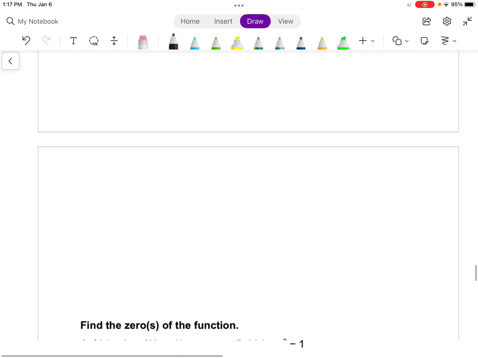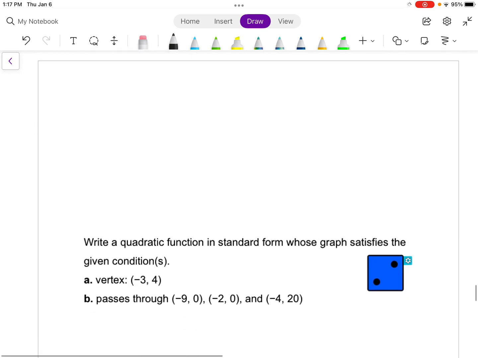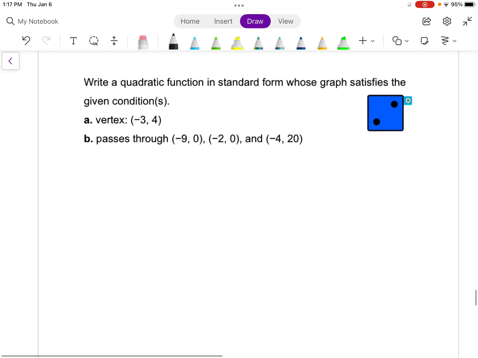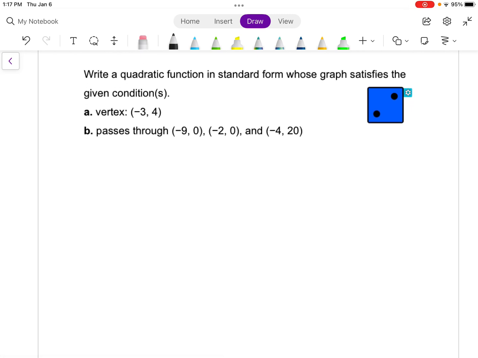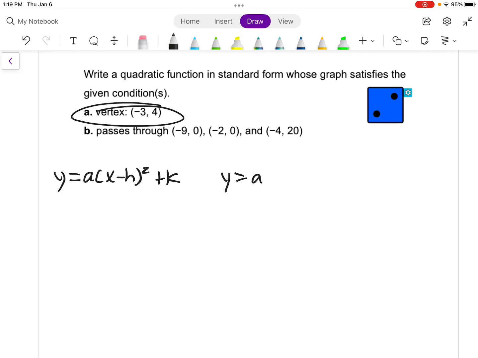All right, the only other thing we need to go over is if you work backwards here. And what I mean by that is look at these two problems. It says write a quadratic function in standard form that satisfies the given conditions. So these are two different examples. Let's start with A. It says the vertex is at (-3, 4). Well, if it gives me the vertex and I want to write a quadratic function, we have three forms that I can use. I've got vertex form, I've got standard form, and I've got factored form.